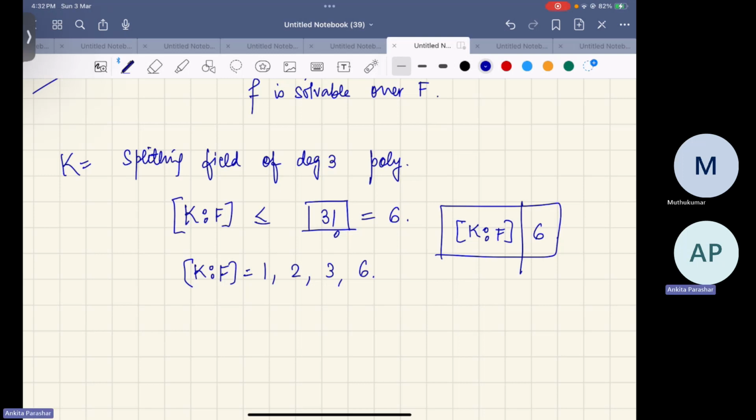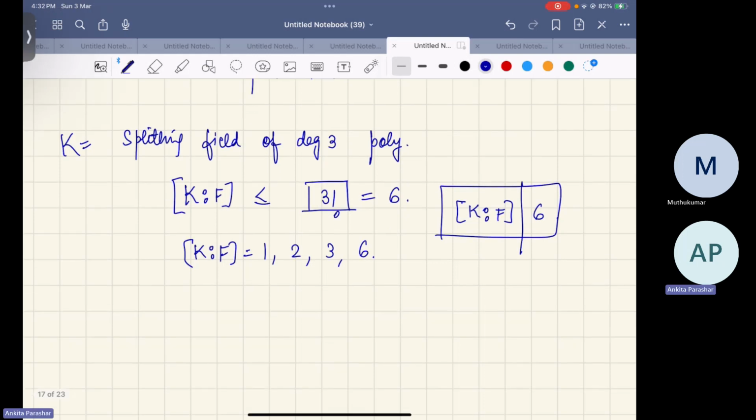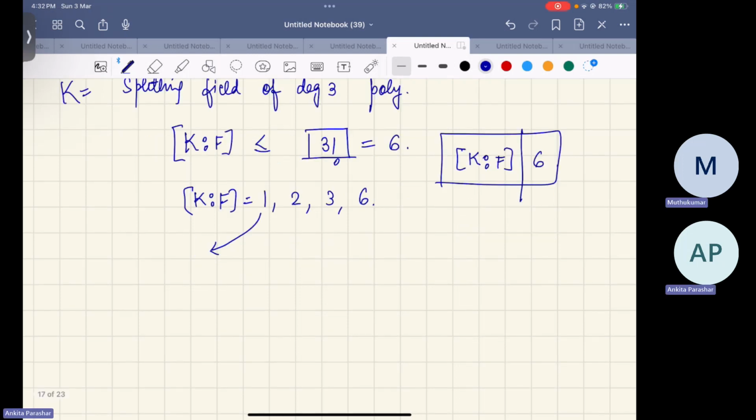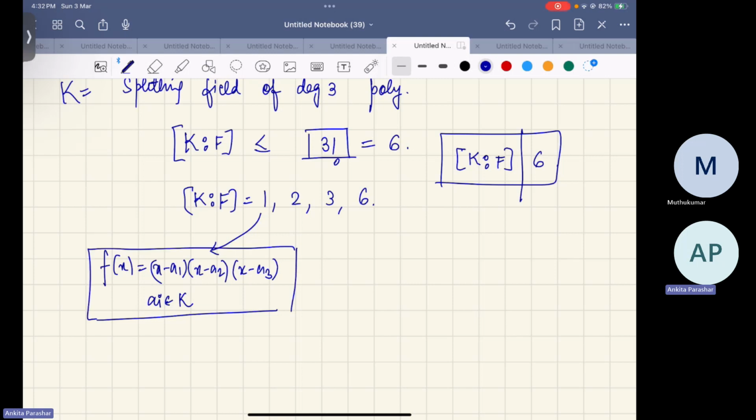Now, knowing this fact, suppose the degree is 1. Are we done? K equals F in this case. We are done, right? Why? Because every element of K is in F. Then you should be able to write your f(x) as (x minus a1)(x minus a2)(x minus a3), and all the ai's belong to K. This is that case. And these roots are nothing but elements of K, so this is solvable, very clear.